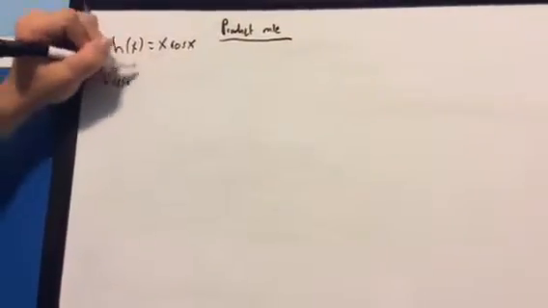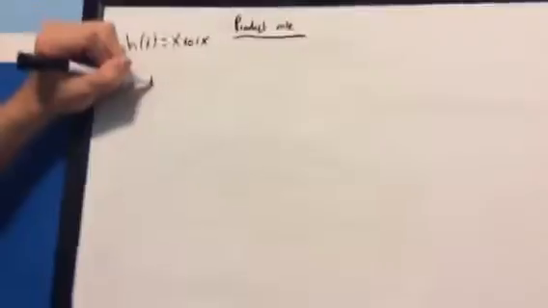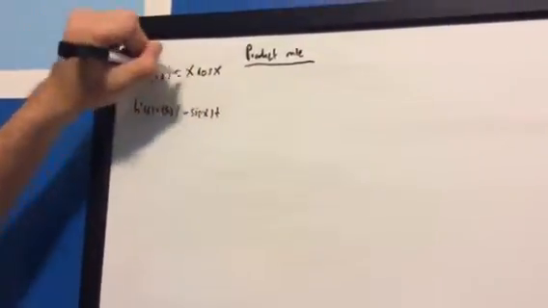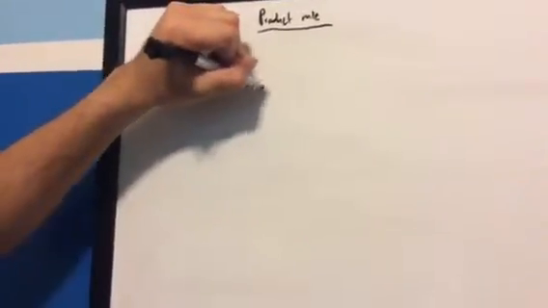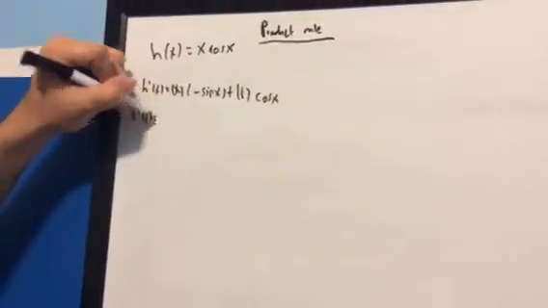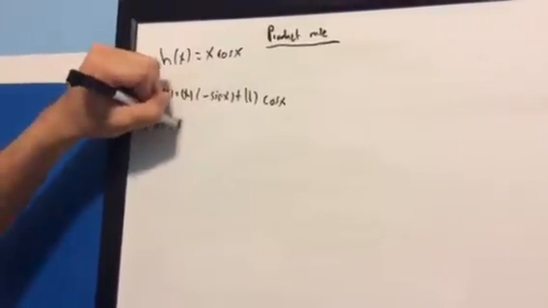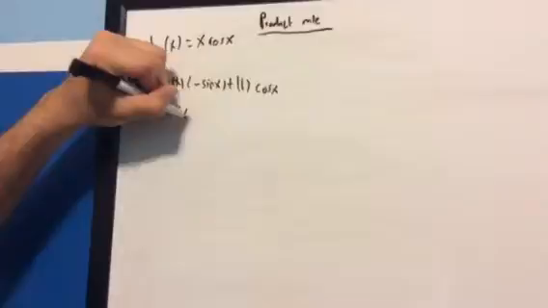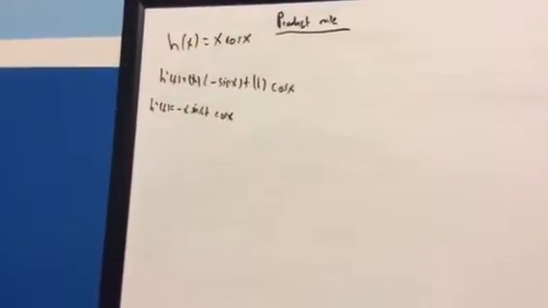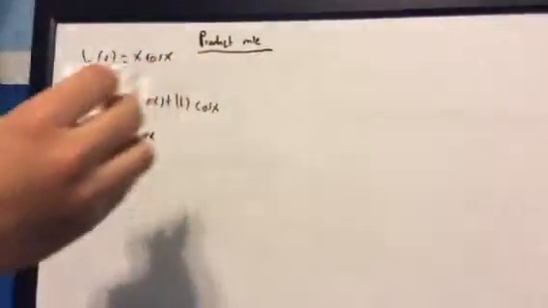So the derivative of x is just going to be, the derivative of cosine of x is negative sine of x, times x, plus the derivative of x, which is 1, times the cosine of x. So this will come out to be negative x sine of x plus the cosine of x. Okay. Now let's go on to the quotient rule.